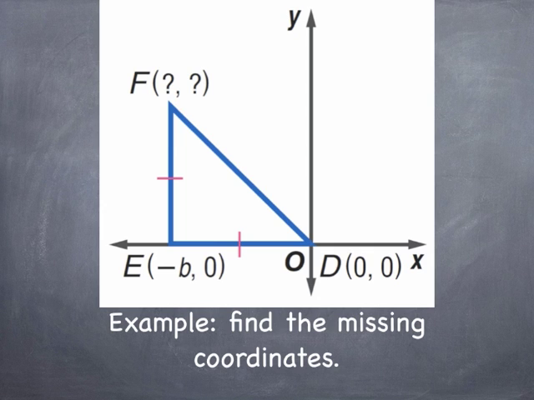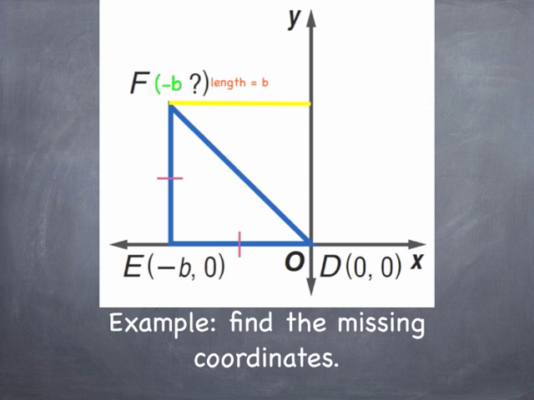Pause the video and try this next example on your own. We see that point E is at (negative b, 0). So negative b indicates that this length is b units long. And so for point F, the x-coordinate must also be negative b.